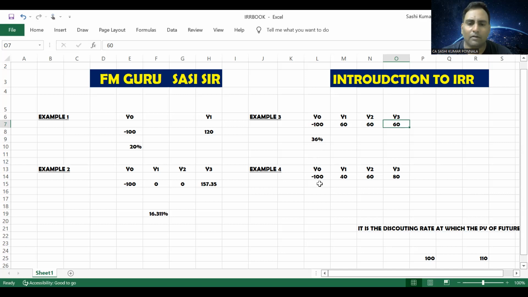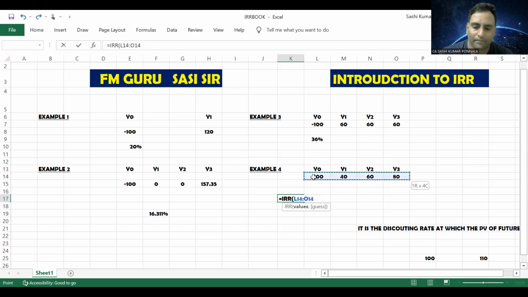Fourth one, now you are investing 100, and will receive 40 by the end of the first year, 60 by the end of the second year, 80 by the end of the third year. Now you want to know the IRR. That's all. 32%. 32% is the annual rate of return.